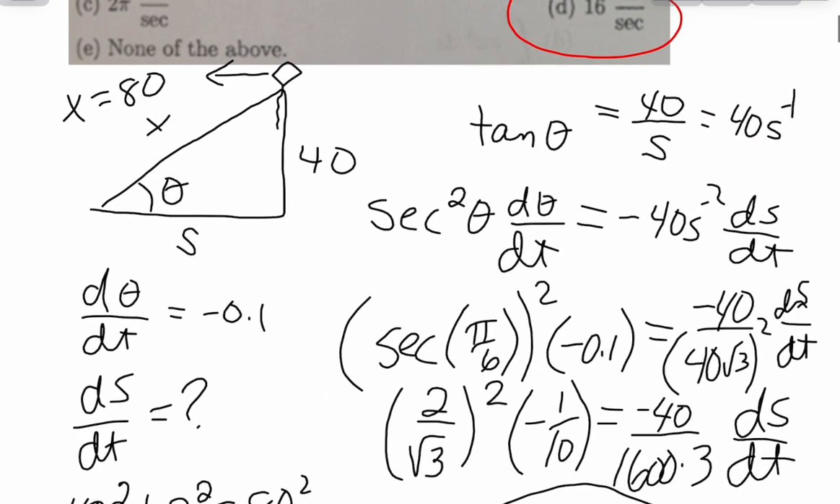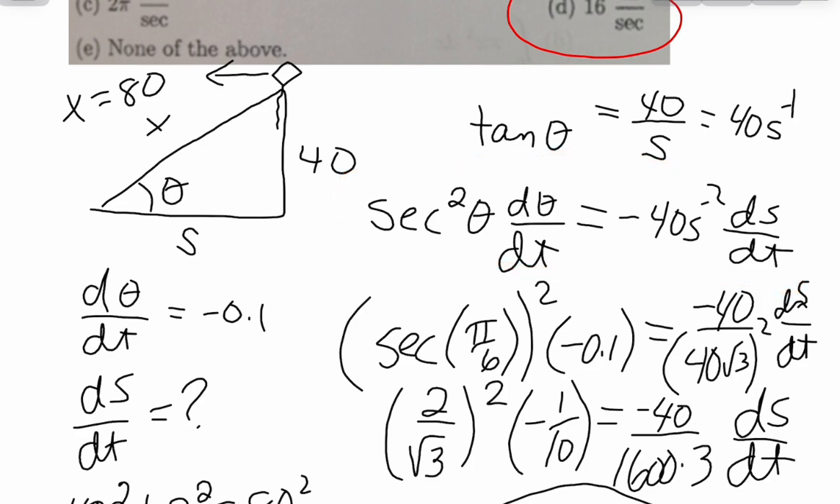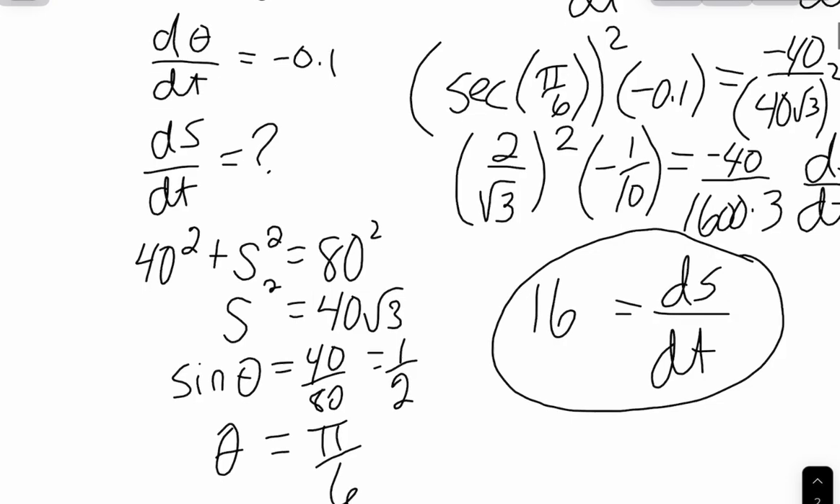And then I differentiated and I got that, okay? The derivative of a tangent is secant squared, attach a d theta dt. For the derivative of this, the power goes down in front, the power goes down by 1, the 40 just stays there, multiplied by ds dt. Now, one of the things I noticed is I need theta. So let's go back for a moment.